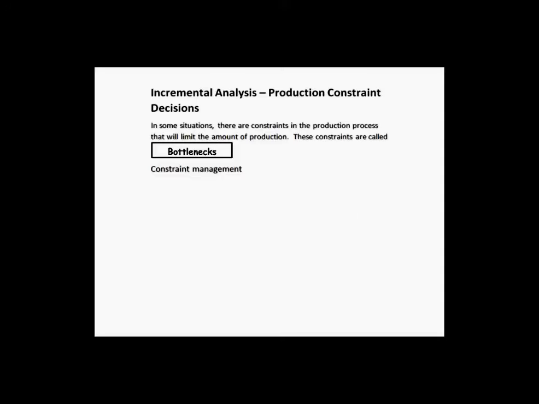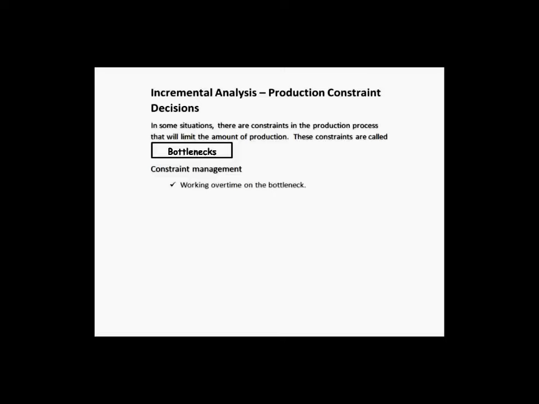Bottlenecks occur wherever that bottleneck is, it limits the amount of production in the production process. Now, there is a practice of constraint management, and constraint management is an attempt to simply manage the bottlenecks to either eliminate the bottlenecks or minimize the effect of the bottlenecks.